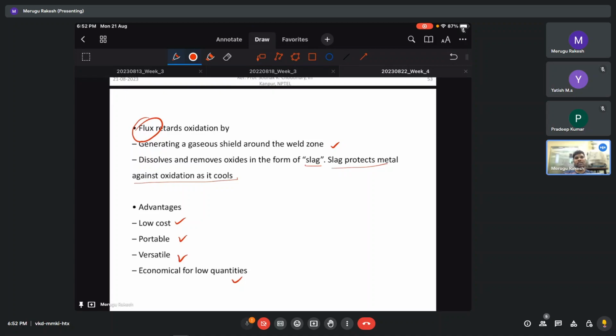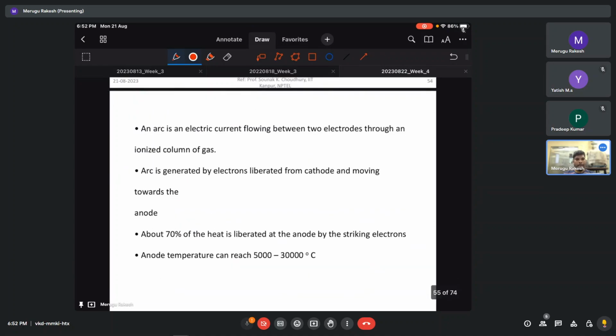Producing this acetylene gas is very simple. We just need a big chamber in which we sprinkle water on the chemical, and then it is going to release this acetylene gas. An arc is characteristically a discharge flowing between two electrodes through a gas column. Arc is generated by electron liberation.